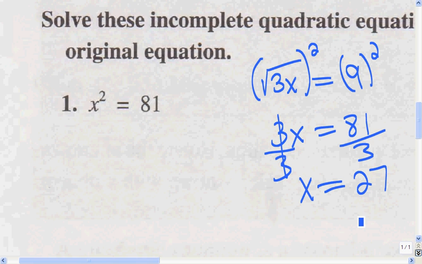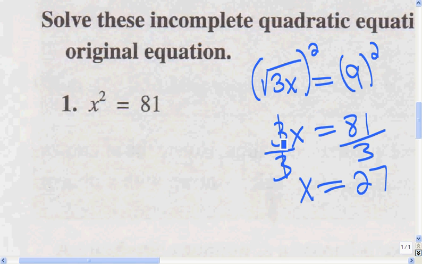x equals 27. And we would use the square to get rid of the radical, right? Well, here we've got a square, and we're going to use the radical to get rid of the square. See, because the radical would be the inverse function of the square. And here, to get rid of that square, we would use a radical. Just like the square is the inverse function of the radical, the radical is the inverse function of the square.